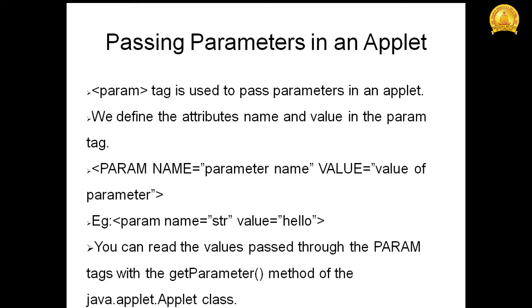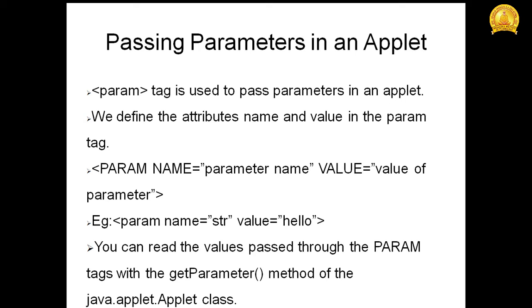Now, what are the parameters associated with the param tag? There are two main attributes associated with the param tag, the name and the value. The name indicates the parameter name, say a variable name, and the value indicates the value of the particular parameter. If the name is A and the value is 10, that means whenever you use the particular parameter, its value will be 10. So the param tag is defined in this format.